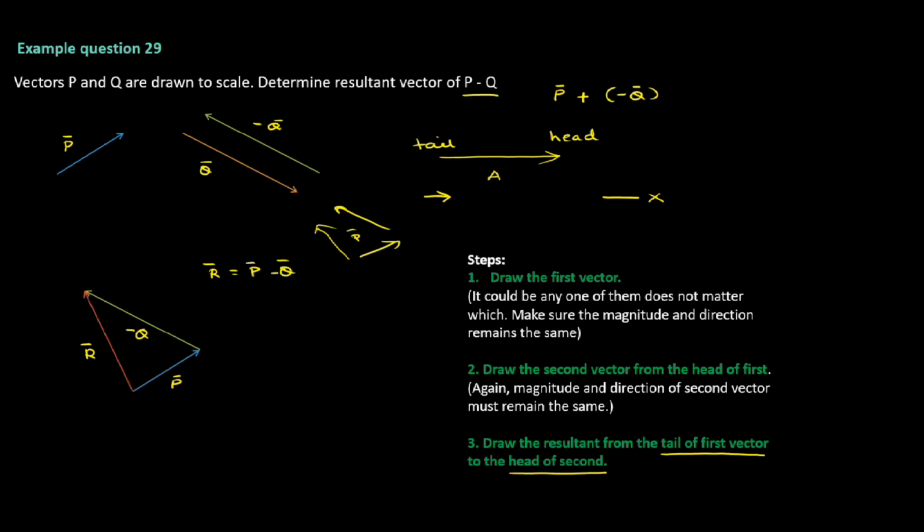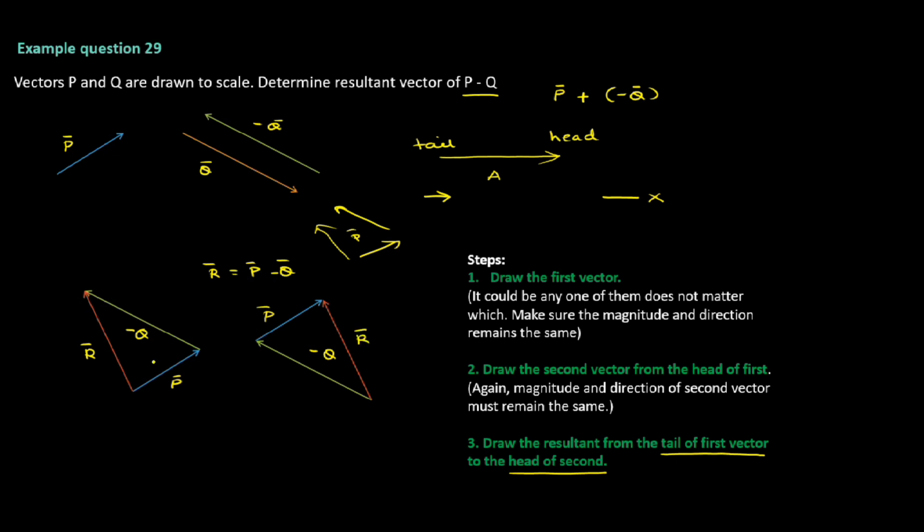The same steps you can do by choosing negative Q as your first vector. That will also give you the same answer. So now we will try this question again by choosing negative Q as my first vector. Let us start by drawing negative Q first. This is negative Q. After you draw negative Q, I will draw P from the head of negative Q. After you draw P bar, I will draw the resultant from the tail of the first vector to the head of the second. So this is my resultant R.